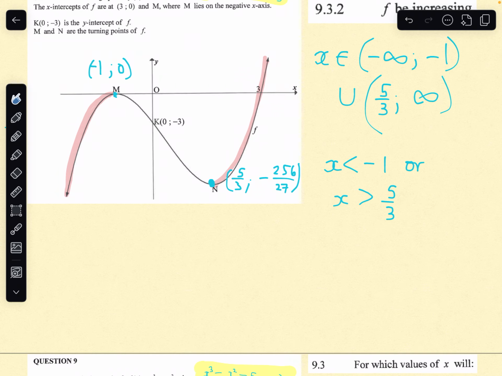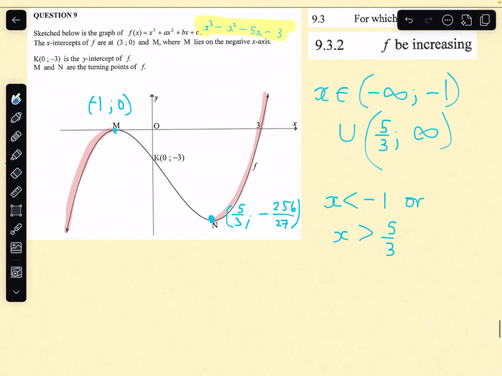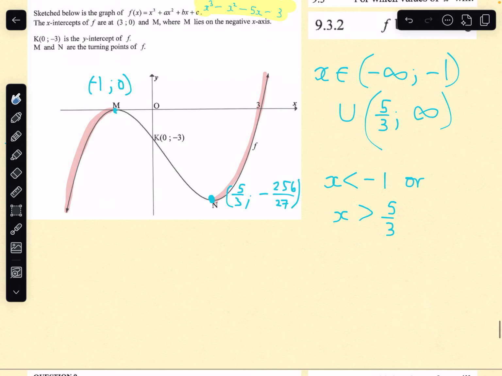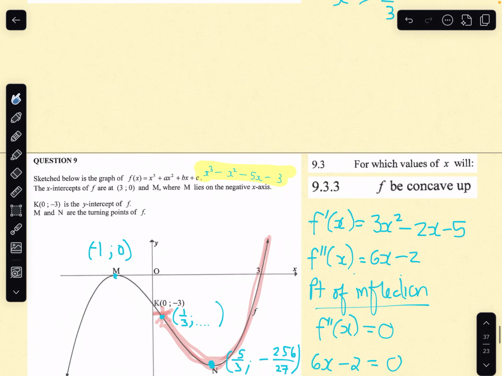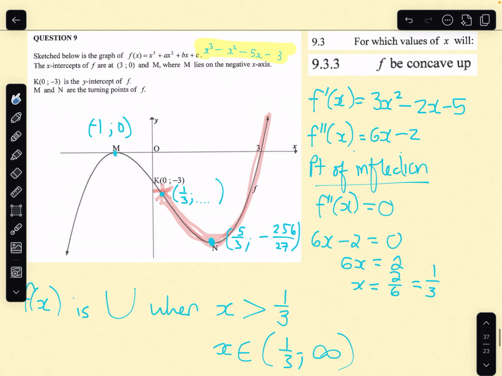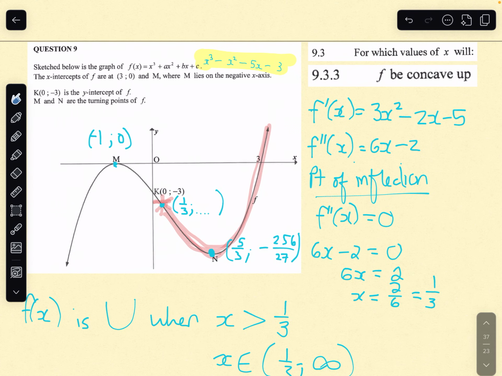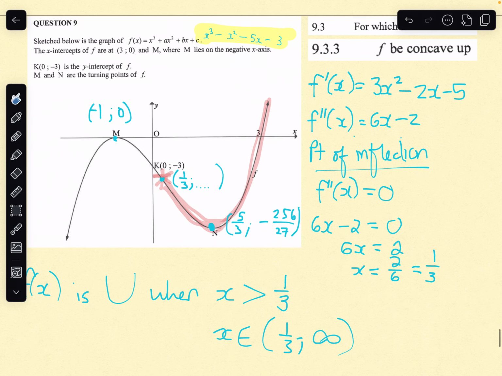They say that you could include the boundary, so that thing that I was saying about increasing versus strictly increasing, basically they wouldn't penalize you if you included the turning points, right? And then for the concavity question, x must be greater than 1/3. We are also in agreement there. There they don't let you include the third, so please don't include the point of inflection.